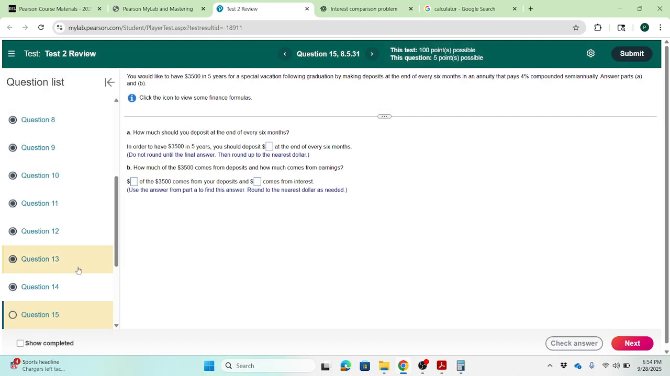You would like to have 3,500 in 5 years for a special vacation following graduation by making a deposit at the end of every 6 months in an annuity that pays 4% compounded semi-annually. Answer part A and B.